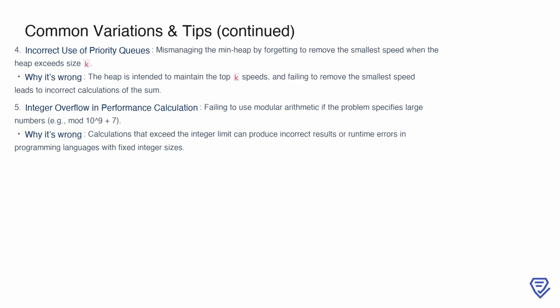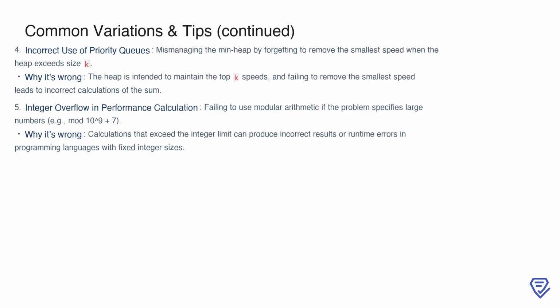Another common pitfall involves the incorrect use of priority queues. Specifically, when maintaining a min heap of speeds, it's important to remove the smallest speed whenever the heap size exceeds k. Failing to do so means the heap no longer represents the top k speeds, leading to inaccurate calculations of the speed sum and, consequently, the overall performance.